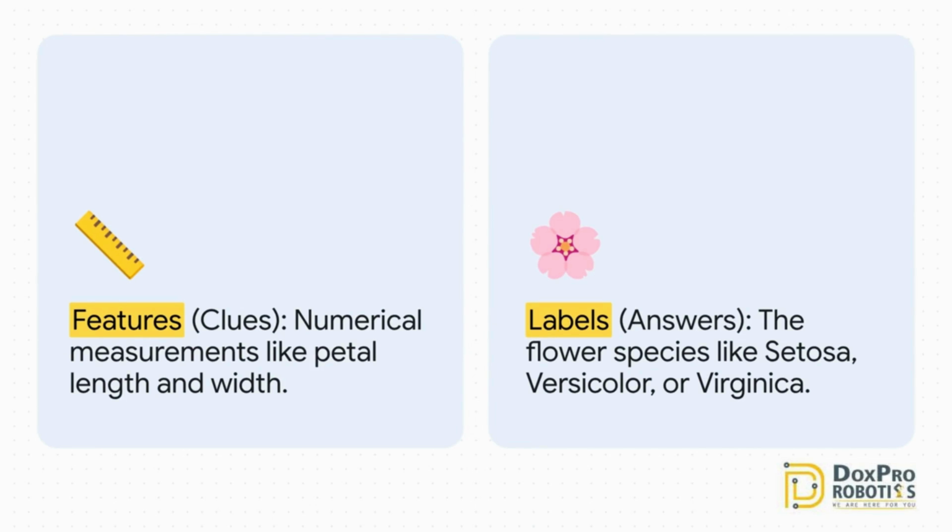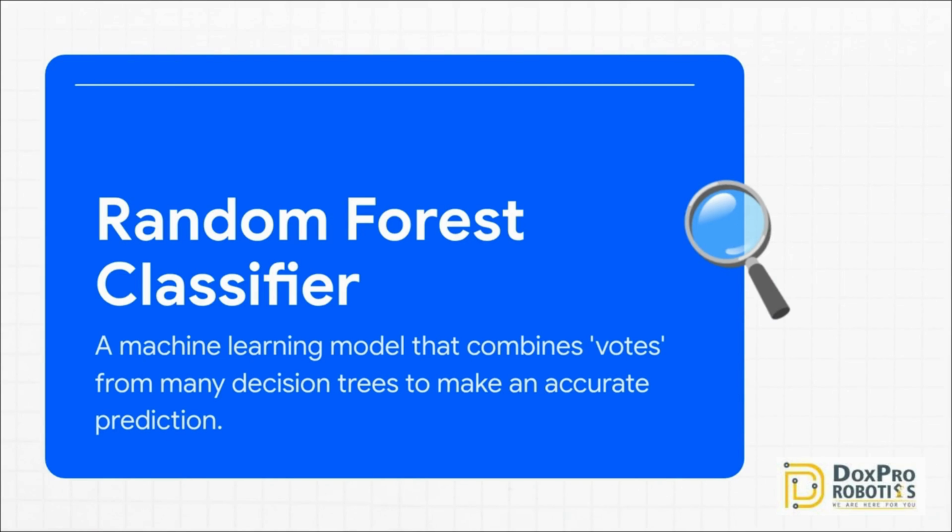To get started, we've got to structure our information in a really specific way. On one side, we have what we call features. Just think of these as the clues: petal length, petal width, and so on. And on the other side, we have the labels. These are the correct answers we want the computer to learn. In this case, the actual species of the flower. The whole goal here is for the machine to figure out the hidden patterns that connect those clues to the right answer. So what is this tool we're going to use?